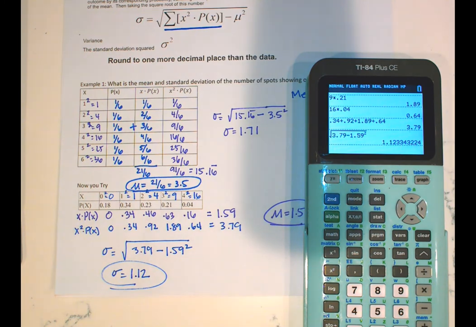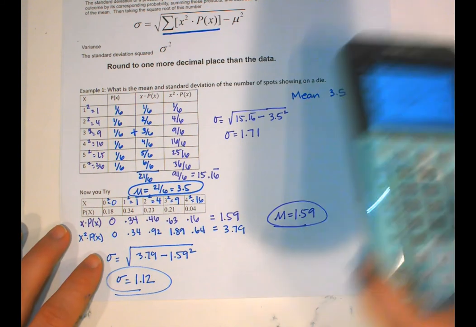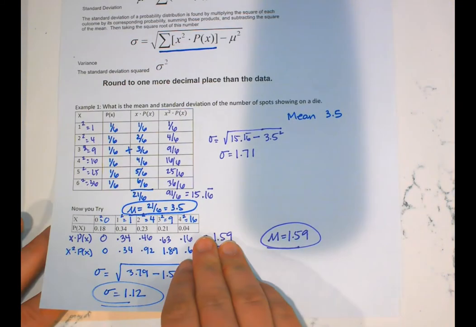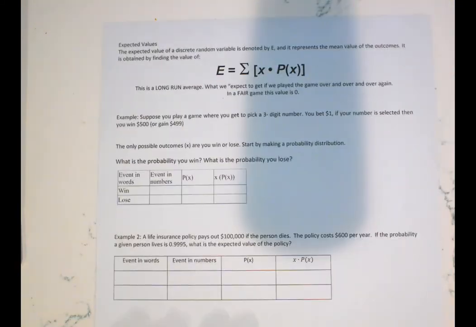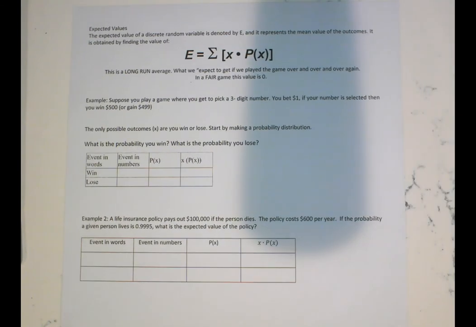All right, so that's how we find our mean, our standard deviation, and our unusual results. The last part of our probability distribution that we're going to talk about, if you turn your paper over, is what we call expected values. Expected values is exactly the same thing as finding the mean. So if I'm trying to find my expected value, I am simply trying to find the mean value of the outcome. So exactly what we just did.